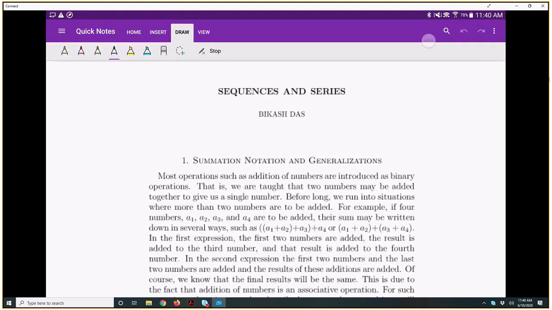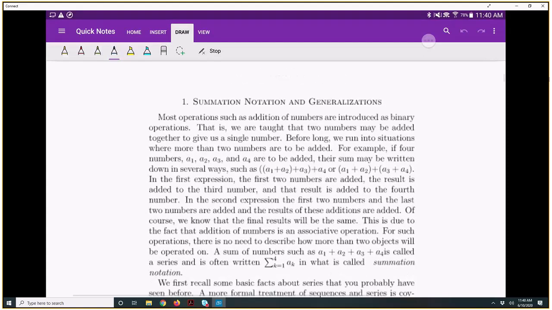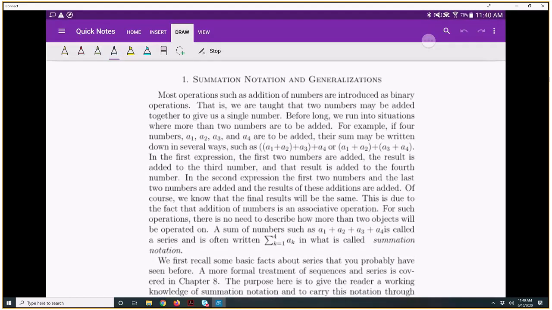In this video, we'll begin our module on recursion by first talking a little bit about sequences and series in a more general setting. So most operations, such as the addition of numbers, are introduced as binary operations, which means we're taught that two numbers can be added together to give us a single number. But before long, we run into situations where more than two numbers should be added.